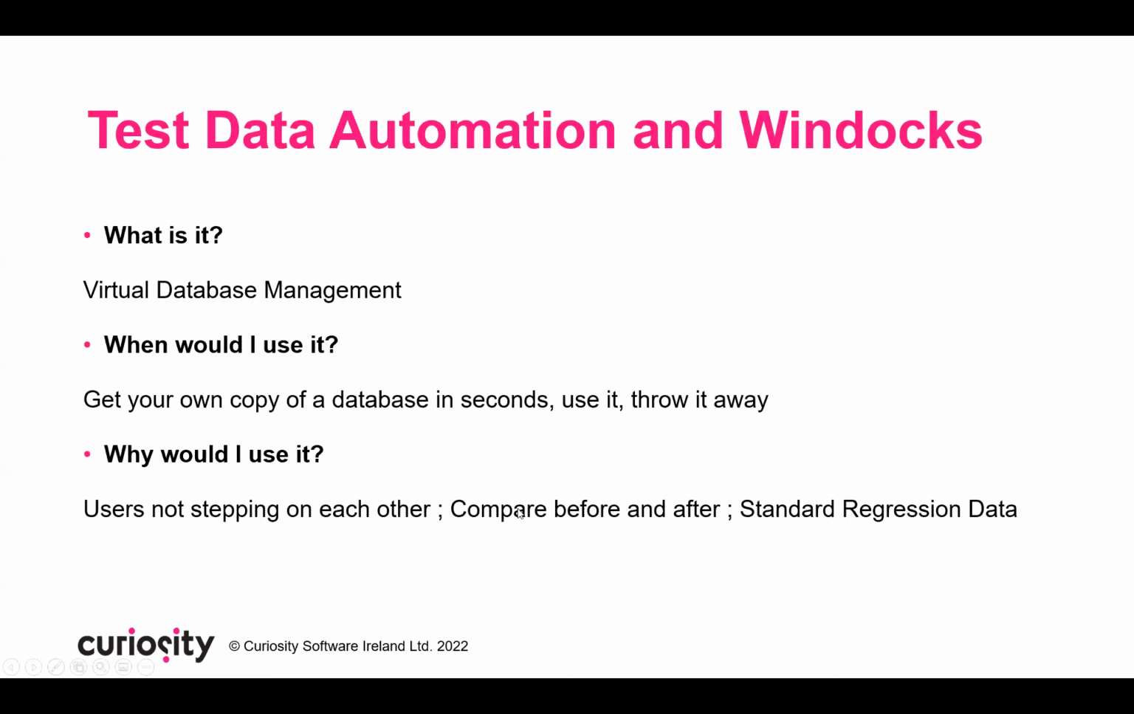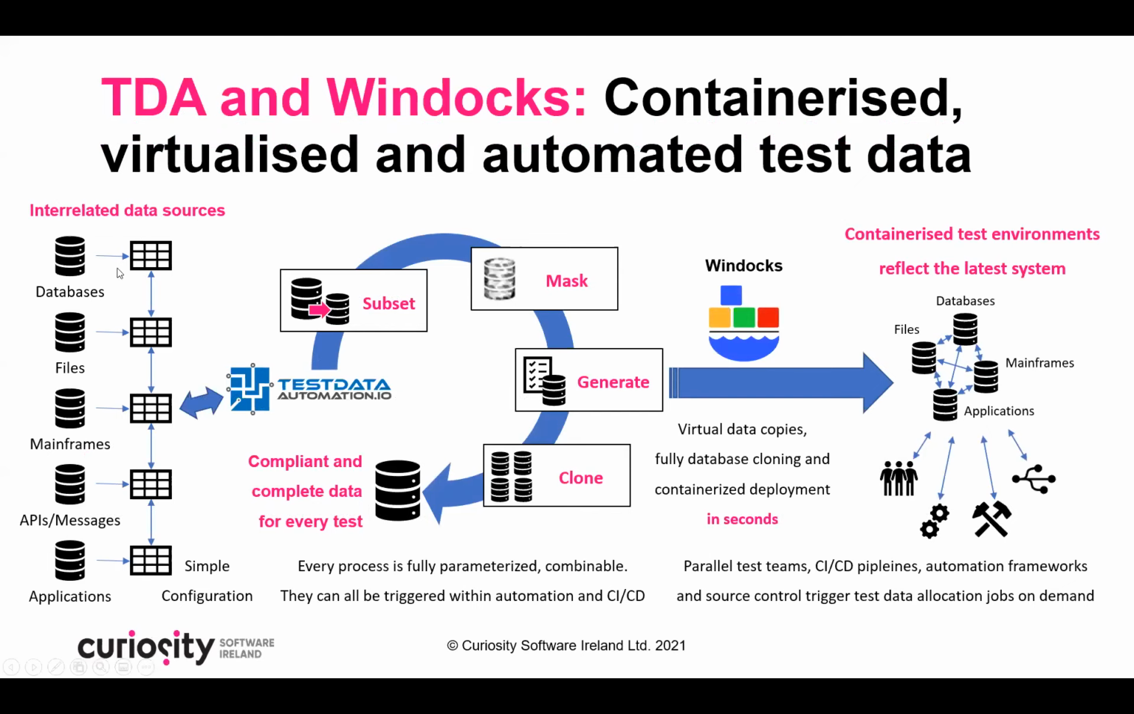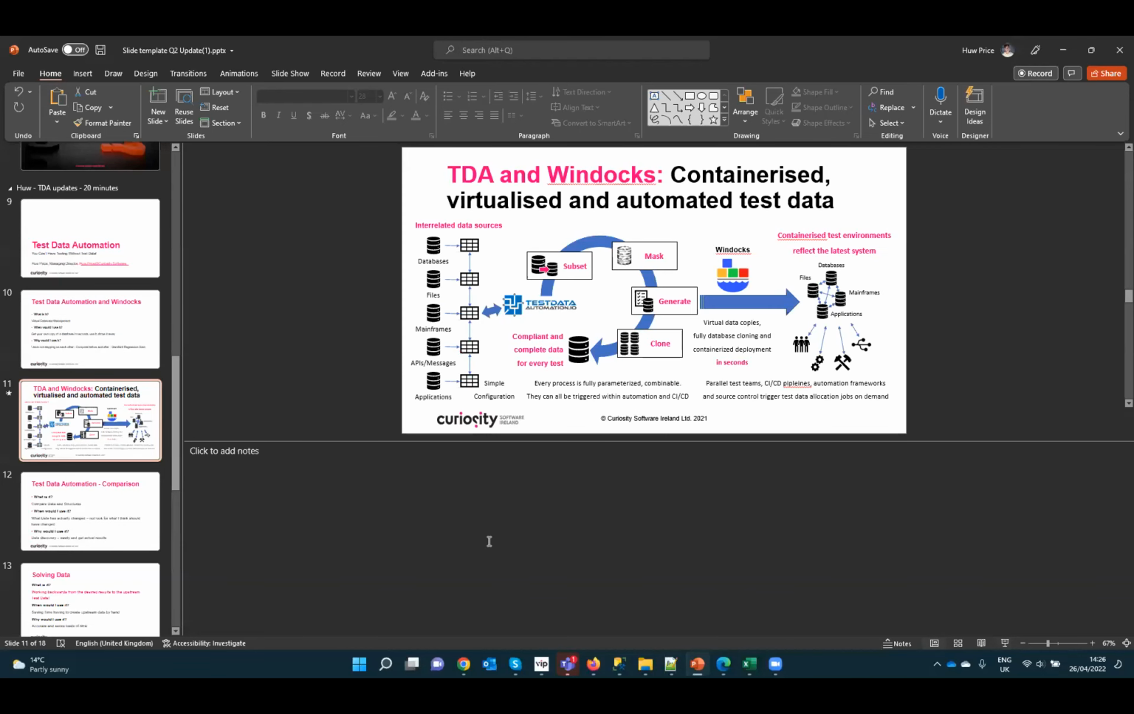The other really cool one is the ability to compare before and afterwards, and I'll come to that in a bit. Also, once you have a nice starter database, you can create loads and loads of regression packs and run different regression tests in parallel. That absolutely drives CI/CD if you can have your own little databases spun up. So there's a little diagram. Basically, you have a series of database files, and you're using Windocks to create these virtual databases. So let's have a quick look.